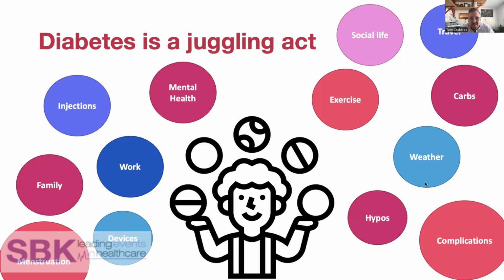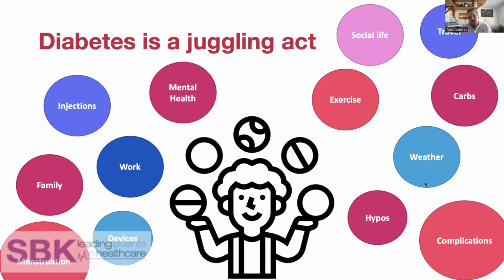That can include exercise and the weather, but also people are going to want to travel and have a social life. There's an impact of diabetes on mental health. And for women with diabetes, there's the impact of menstrual cycles and menopause, which we still don't fully understand and need to look into more. But I think we all appreciate that type 1 diabetes really is a juggling act.